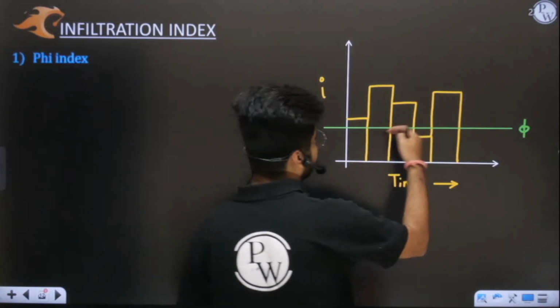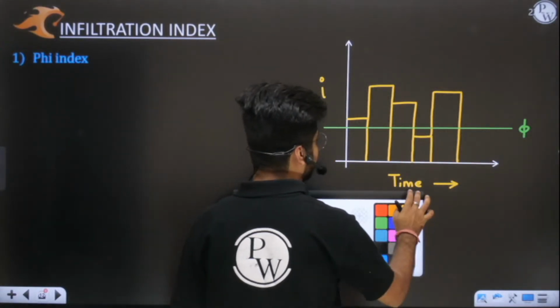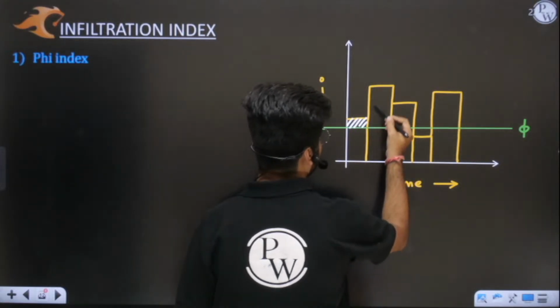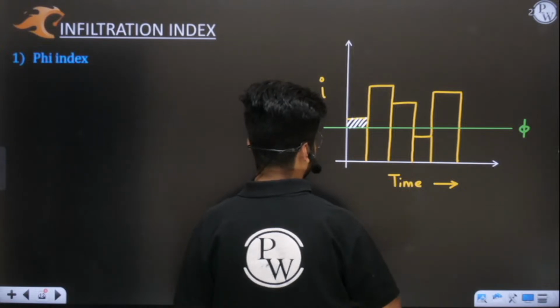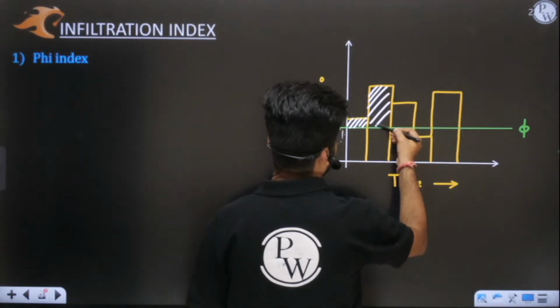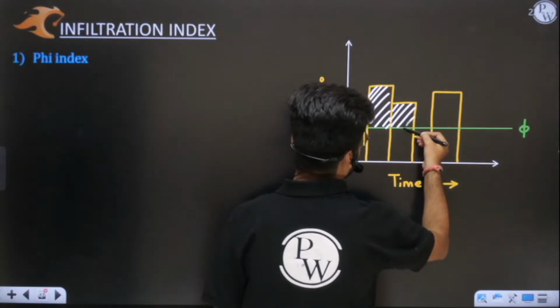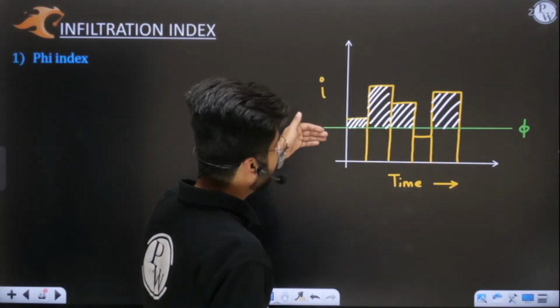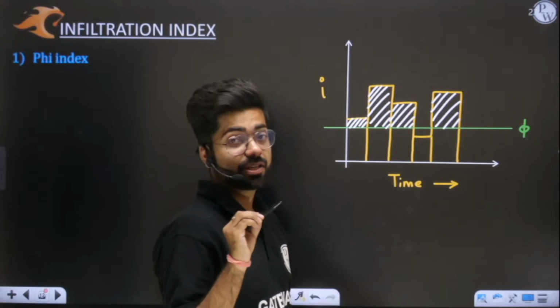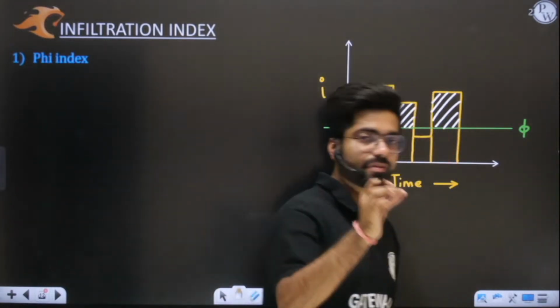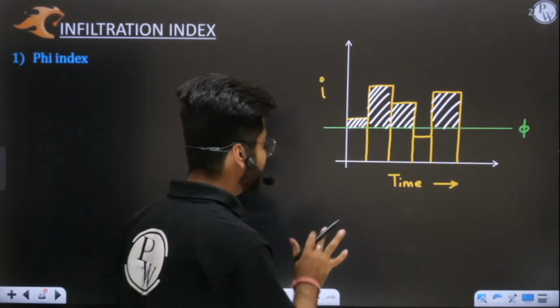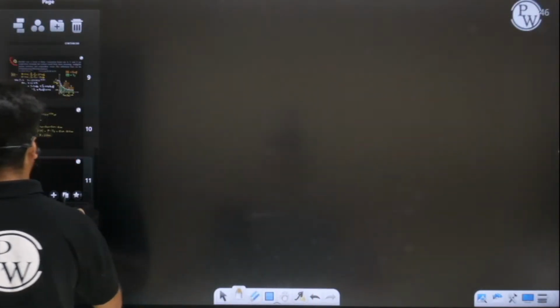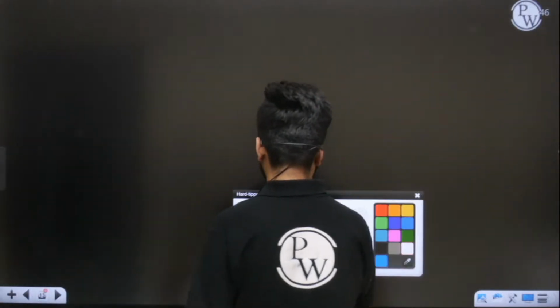Sir, explain it again. See, the area above this line, if you want to find the area of rainfall above this phi index, this will give you the runoff volume. Yes or no? Let me explain it with the help of an example so that it is very, very clear to you. Okay, let us take an example.